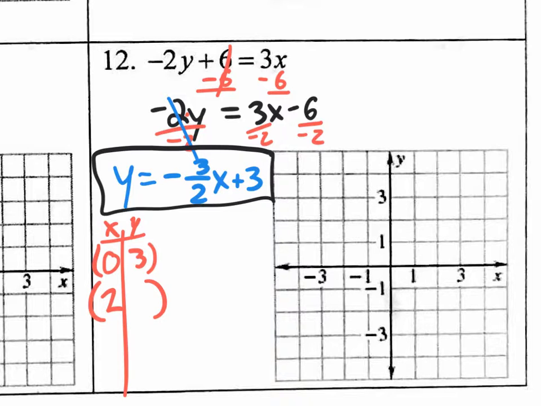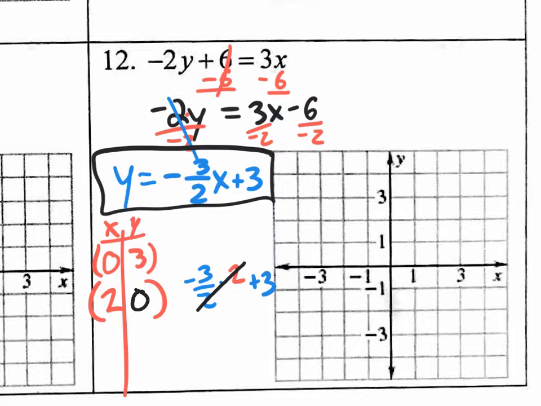So let me rewrite my equation. Let me show my work here. I want to put a negative 3 halves times, we said we're plugging in a 2, and then plus 3. So the 2 on top and the 2 on the bottom. In other words, if I multiply a fraction by its denominator, the fraction disappears. And I do have a negative 3 left over plus 3. What's negative 3 plus 3? Is 0.